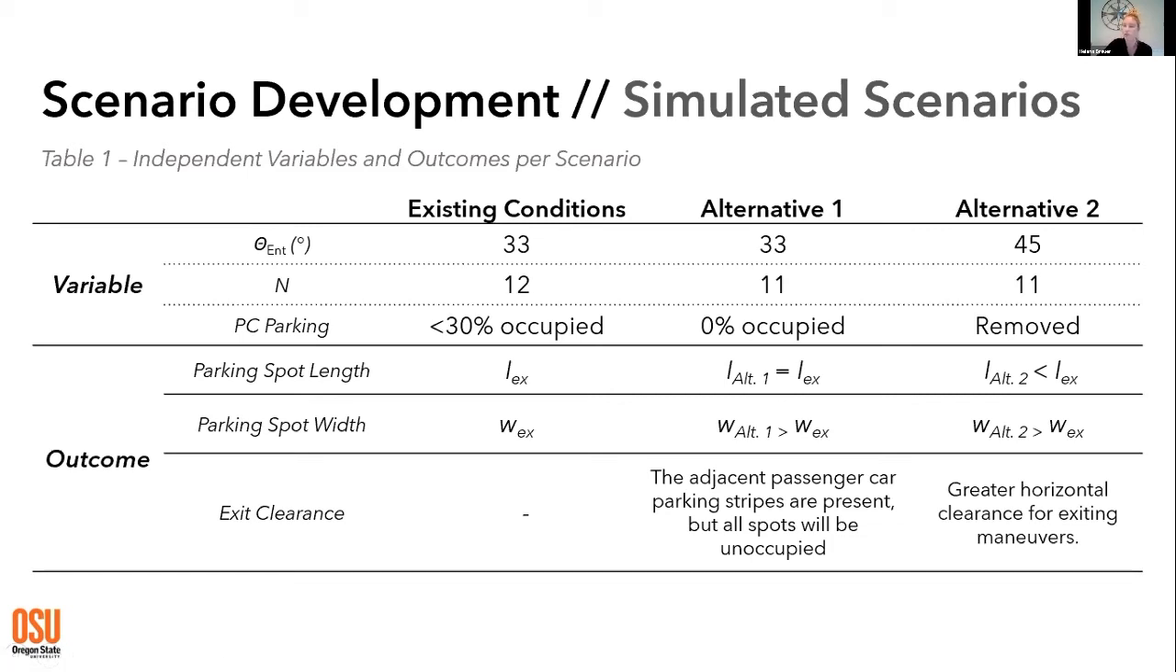And then for design alternative 2, the entrance angle increased to 45 degrees, and we kept the same number of spots as alternative 1, whereas we then removed the passenger car parking from the design. So effectively, the lengths of alternative 2 were less than that of the existing conditions, whereas the widths were greater than that of the existing conditions, but also equal to that of alternative 1. And then removing the passenger car parking allowed for greater horizontal clearance for exiting maneuvers.